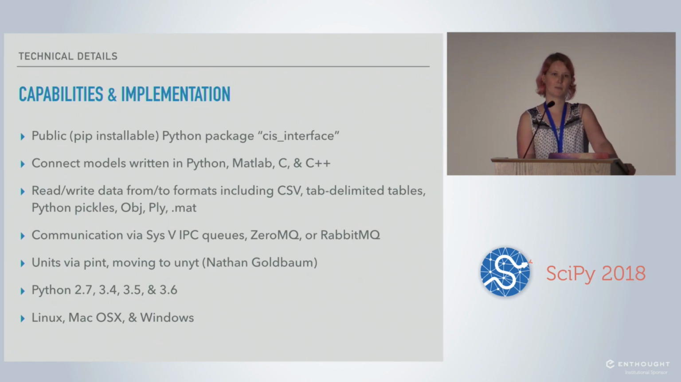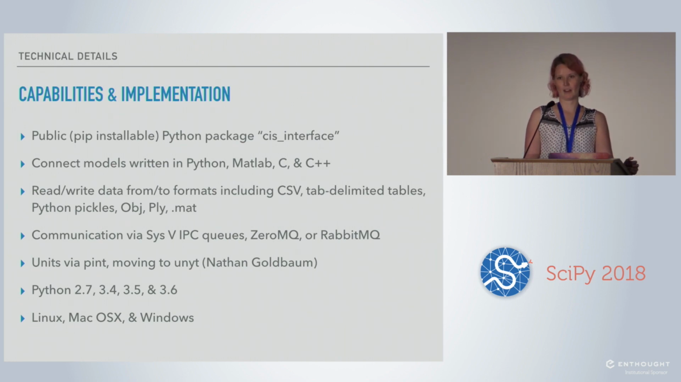We also, as I said before, have multiple communication mechanisms. Within the package, you can use 3 different methods for sending messages between 2 models. These include System V IPC queues, excuse me, ZeroMQ sockets, RabbitMQ brokered communication, or a combination of these if you want. But this is all hidden from the model API, so the user doesn't need to know about this. You can specify it through a config file, but the domain scientist doesn't actually need to worry about it.